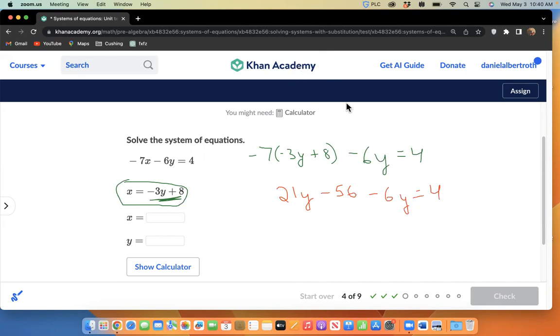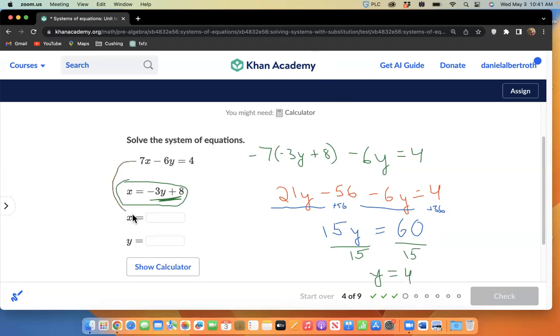All right. So simplifying, combining like terms, I have 21y minus 6y, so that's 15y. And I am going to add 56 to both sides. This gives me numbers that are pretty clean because on the right side I now have 60. If 15y is 60, then y is 4. I can divide both sides by 15. 15 times 4 is 60, so y is 4. So we're going to roll with y is 4.